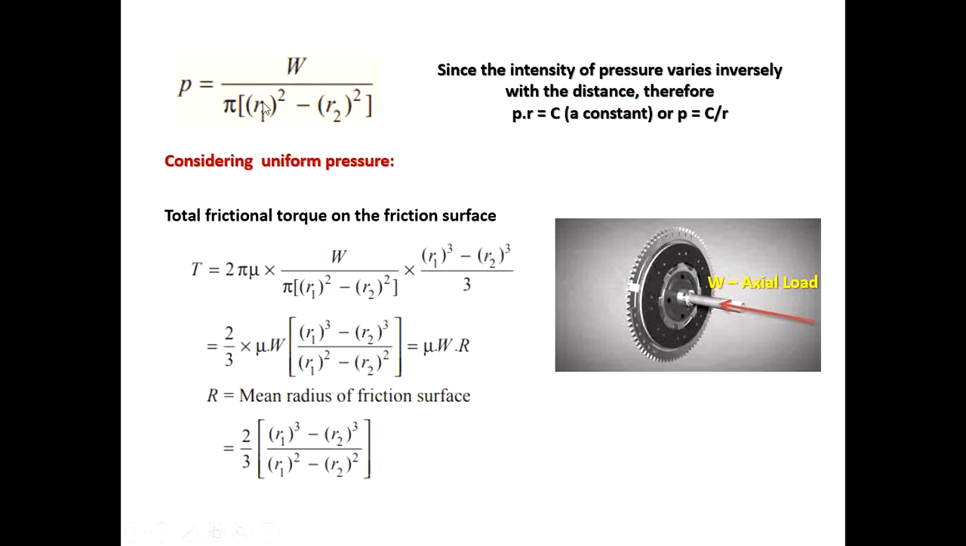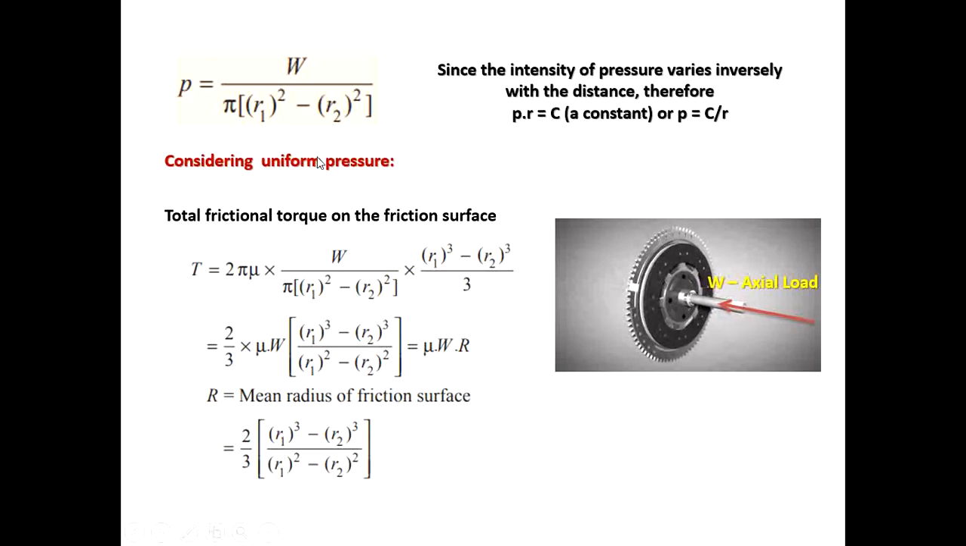Now coming to the equations, small p is the intensity of the pressure acting on the clutch. Pressure is load by area. Here the load is the axial load W, and the area is that of a hollow cylinder, with inner and outer radii. So the area is pi into R1 square minus R2 square. Since the intensity of the pressure varies inversely with distance, we can take p into r as C, a constant. So p into r equals C, or p equals C by r.